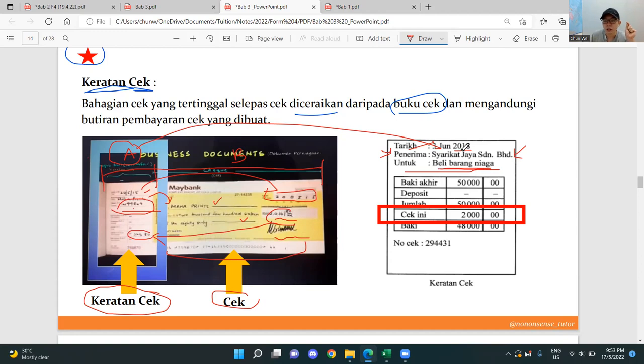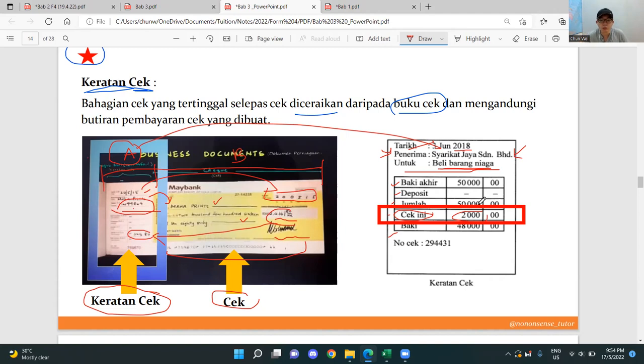Okay, very important here. So there are baki akhir, deposit, jumlah, check ini, and baki. So how do we know how much check ini yang kita bayar? You look at this one, check ini. You don't look at the baki, deposit or jumlah. We don't care about it. You just look at check ini, which is 2,000. So this is 2,000 ringgit. Kita telah bayar 2,000 ringgit to Syarikat Jaya Sdn Bhd.